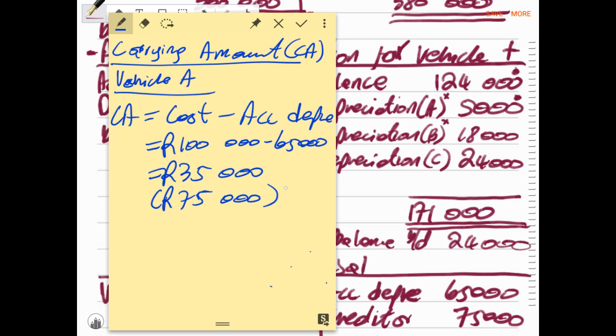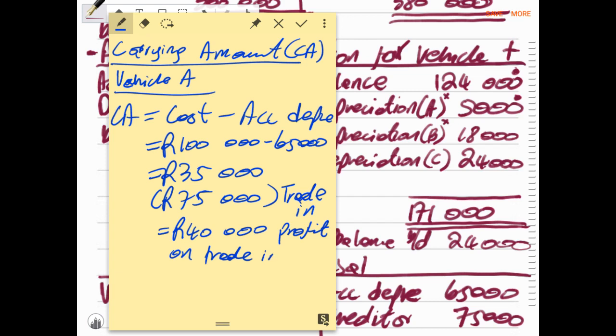This is a trade-in value. The amount we traded in, or the value we traded the asset in with. And if you say 75,000 rands minus 35,000 rands, that gives us an amount of 40,000 rands. That means we made a profit on the disposal, or profit on trading, which we normally call profit on the disposal. So now we made a profit.